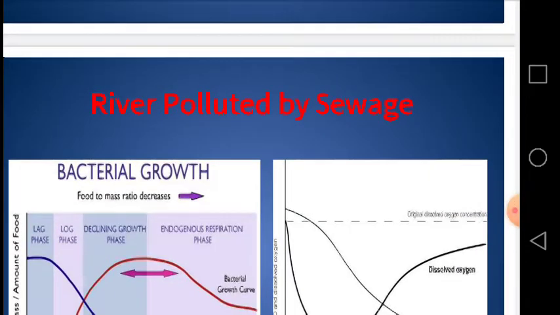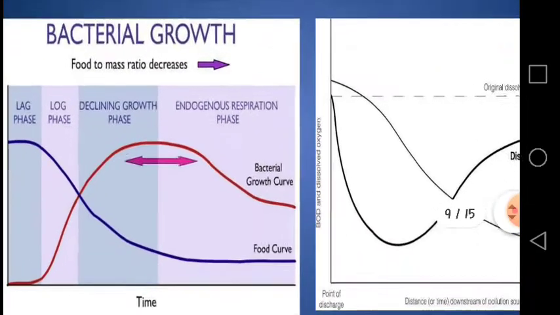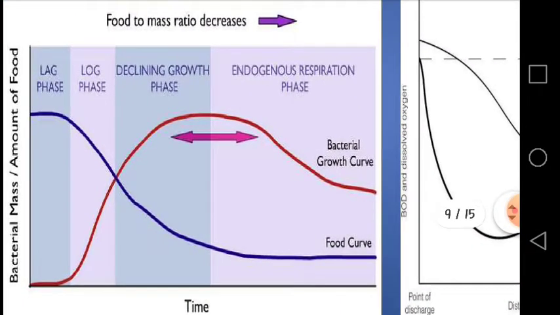What are the effects of sewage if we put it into the rivers? If the river is polluted by sewage, what will happen? You can see the sewage contains organic matter. As this organic matter is thrown into the river, what will happen? Bacterial growth will start. It increases with the passage of time, and as the organic material finishes, the bacterial growth will also decline.